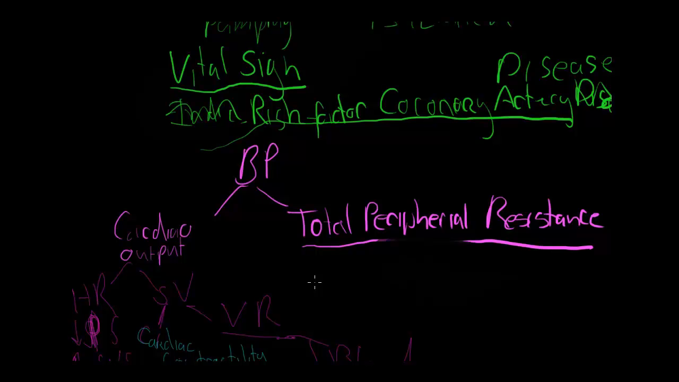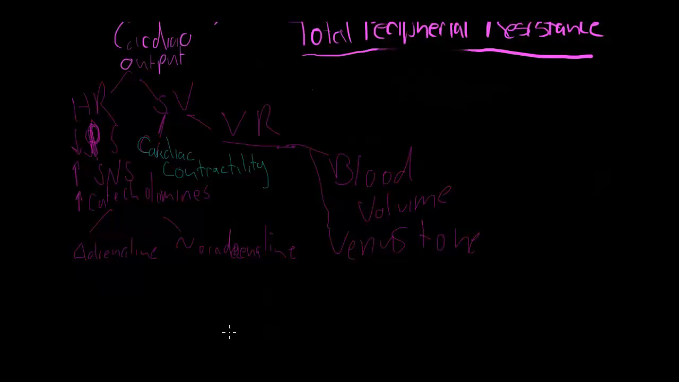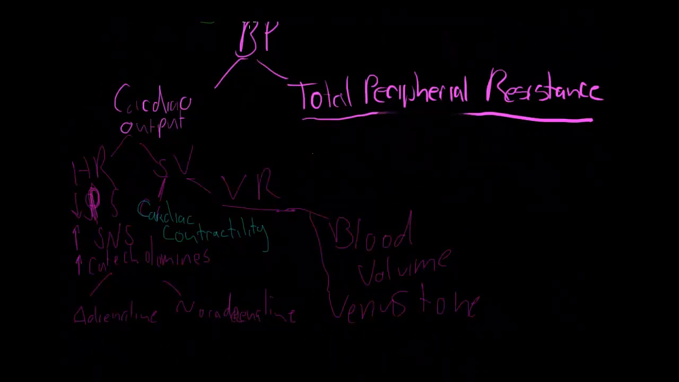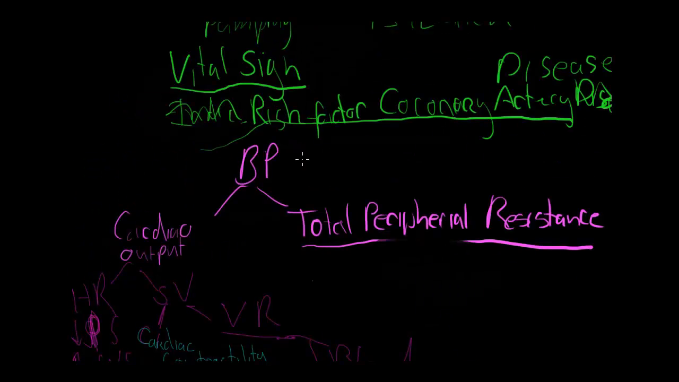So if you constrict the arteries, your blood pressure is going to go up, and that increases your total peripheral resistance. It also will increase your venous tone, which will increase your venous return, which will increase your stroke volume, which will also increase your cardiac output. So all this does actually affect each other, but that's what blood pressure is actually governed by: cardiac output and peripheral resistance.